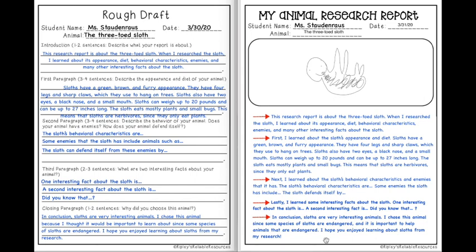So I hope that this helps you write your final draft of your animal research report. I will give you a copy of this so that you can kind of see it and look at it while you write yours. Remember to use your transition words like first, next, and last. Remember to have in conclusion at your very last paragraph. And definitely remember to use your indentation, okay? Indent after every single paragraph that you write. I can't wait to read your writing and let me know if you have any questions.